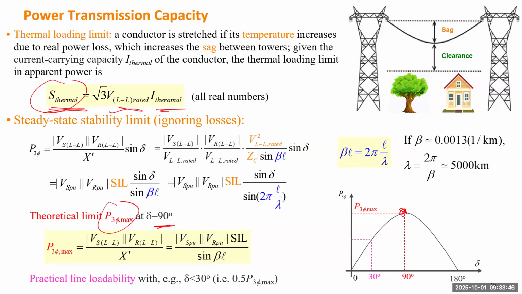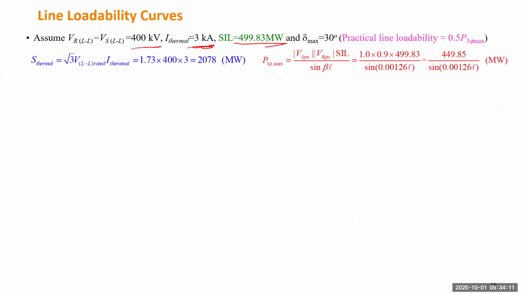But usually it will never reach 90 degrees. So a more practical limit will assume just 30 degrees as the largest angle. Sine 30 degrees will give you half. If here is 1, this is half of the theoretical limit. So usually we can use half the theoretical limit as the practical limit. That slide just compares those limits on this example.